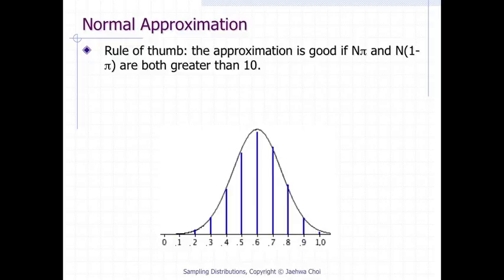The sampling distribution of P is approximately normally distributed if n is fairly large and pi is not close to 0 or 1. A conservative rule of thumb is that the approximation is good if both n times pi and n times the quantity of 1 minus pi are both greater than 10. The sampling distribution for the voter example is shown here. Note that even though n times 1 minus pi is only 4, the approximation is still quite good.